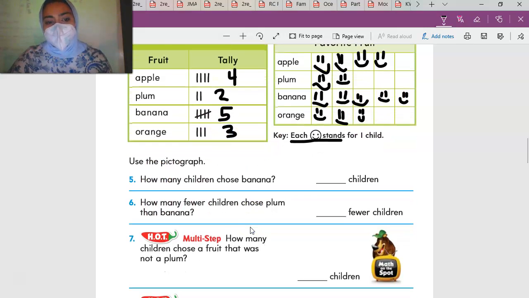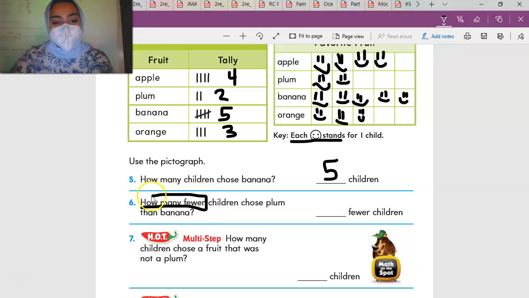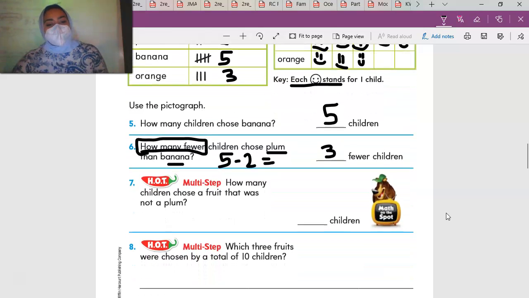Now, using this pictograph, let's answer the questions. How many children chose banana? 5 children chose banana. That's easy to see. I'm looking here, 1, 2, 3, 4, 5. How many fewer? How many fewer means take away. I'm going to show my strategies by boxing that. How many fewer children chose plum than banana? So banana is 5 and plum is 2. So I'm going to write 5 take away 2 equals 3. 3 fewer children.